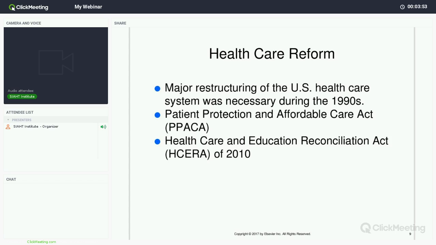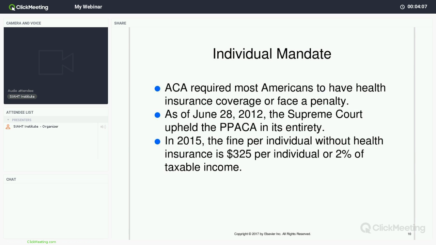Healthcare reform basically was a major reconstruction of the healthcare system. This is when we had the Patient Protection and Affordable Care Act. We also had the Healthcare and Education Reconciliation Act. This is a topic that's been continuing as long as the United States has existed. The Affordable Care Act requires Americans to have health insurance. The purpose of this is to allow them to be covered no matter what. So if they're not covered, then they would face a penalty.